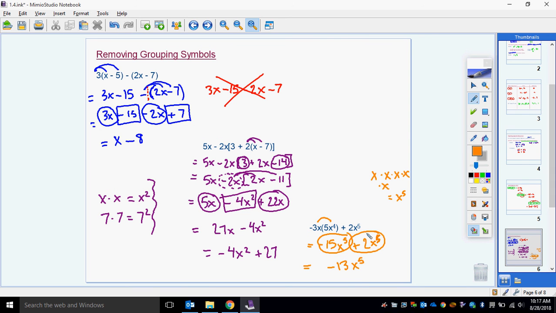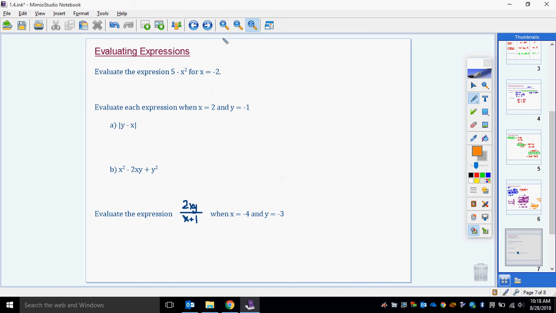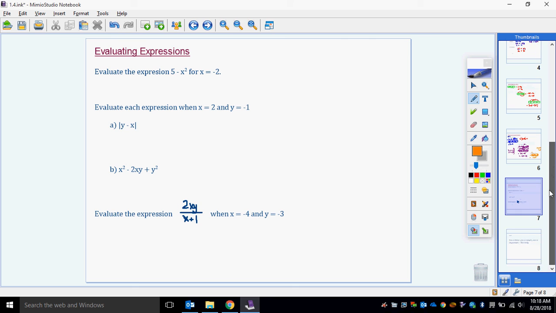Remember, don't add the exponents here. It's not x to the 10th. It's just saying I have 15 xylophones plus 2 xylophones. Okay, it doesn't matter the fifth power. The power only matters when you are multiplying, not combining. Again, questions, please ask. Okay, last one is evaluating.